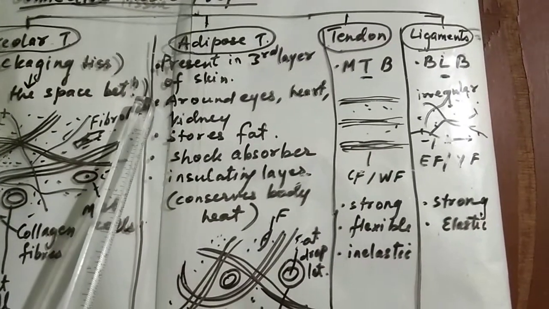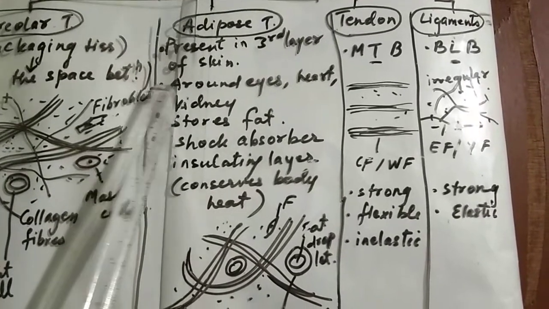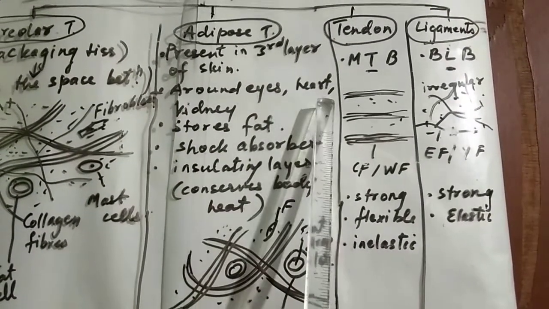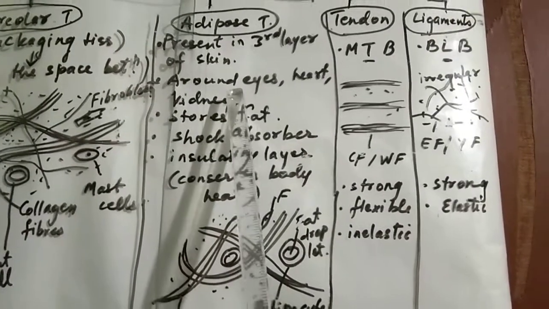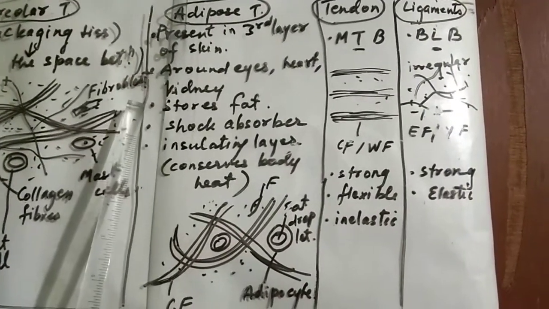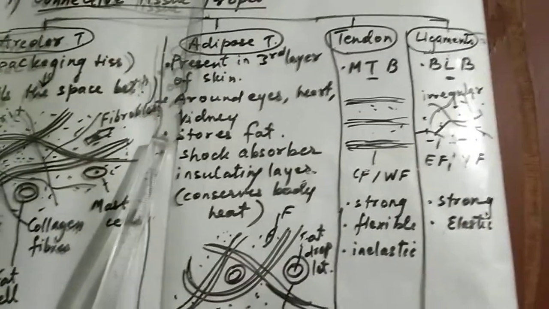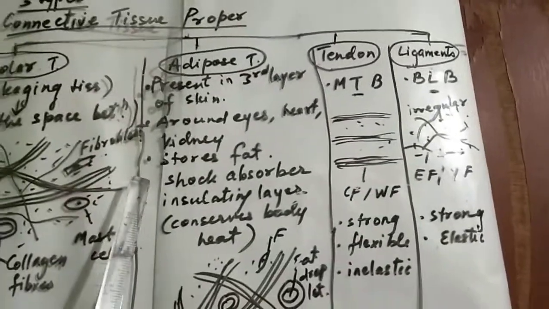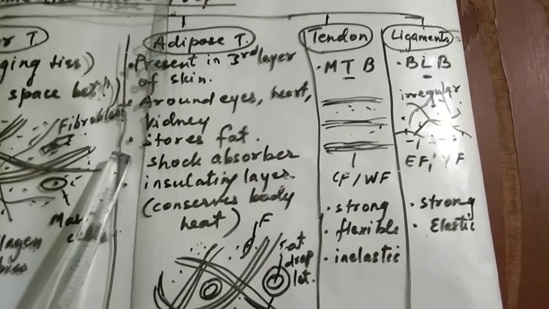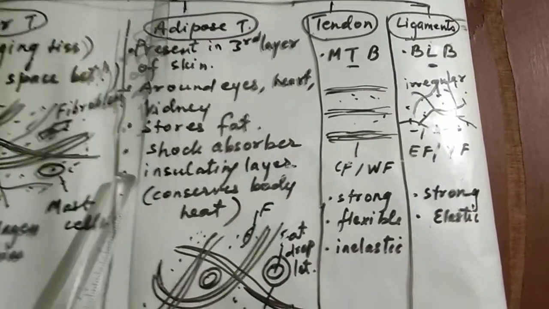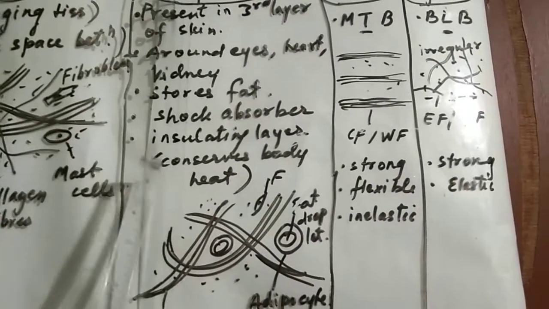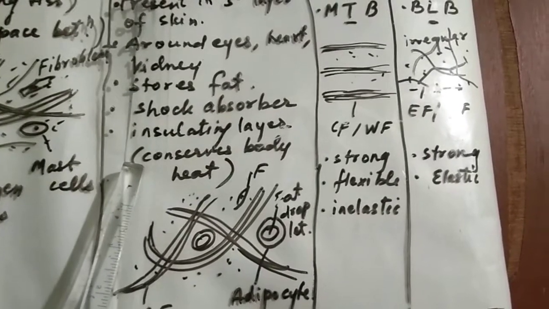This particular adipose tissue is present around your eyes, around your heart or kidney. Why is this called adipose tissue? Because it stores fat cells. So definitely it might be helping as a shock absorber. It acts as an insulating layer also, so it conserves body heat.